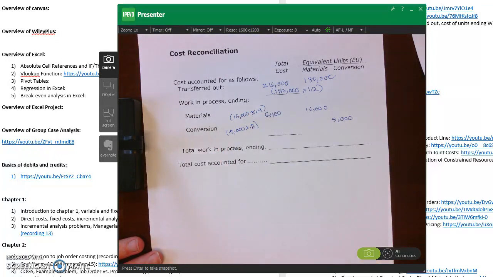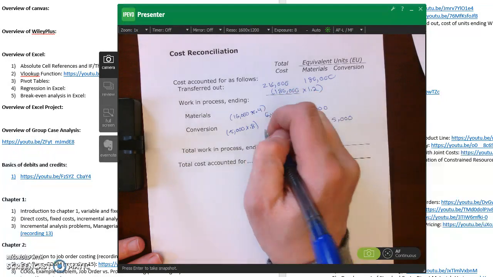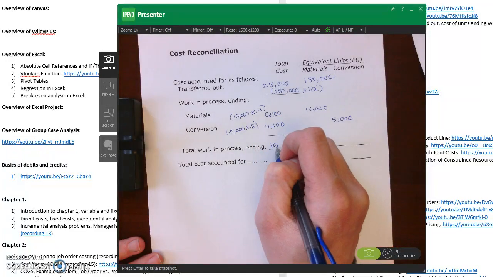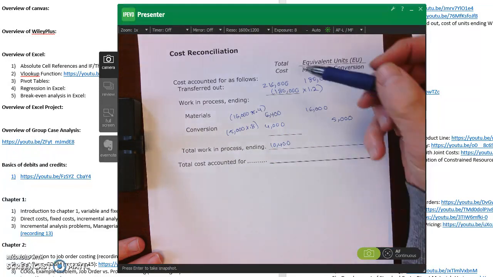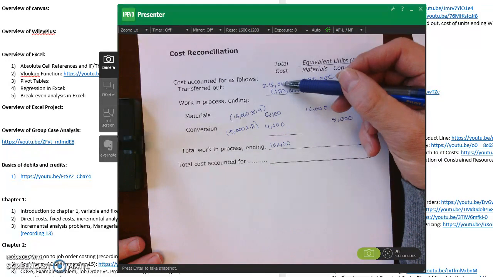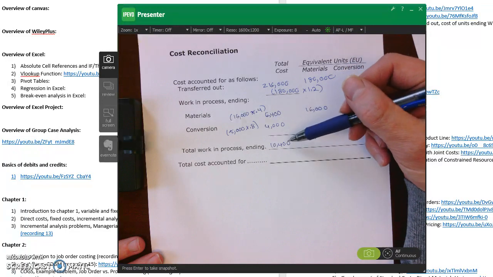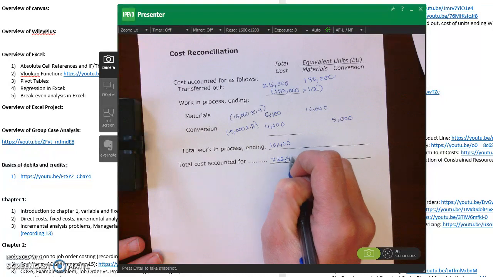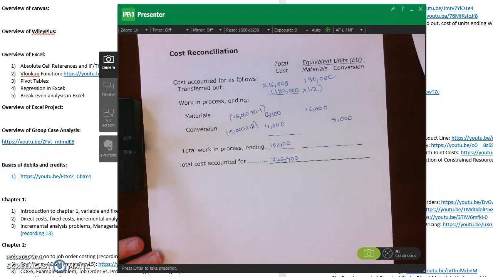Okay, so then that'll give me my $4,000, and I can add the two together. It gives me 10,400, and then I can say the cost of my units transferred out plus the cost of my units in ending WIP gives me the total cost of my units to be accounted for, 226.4.